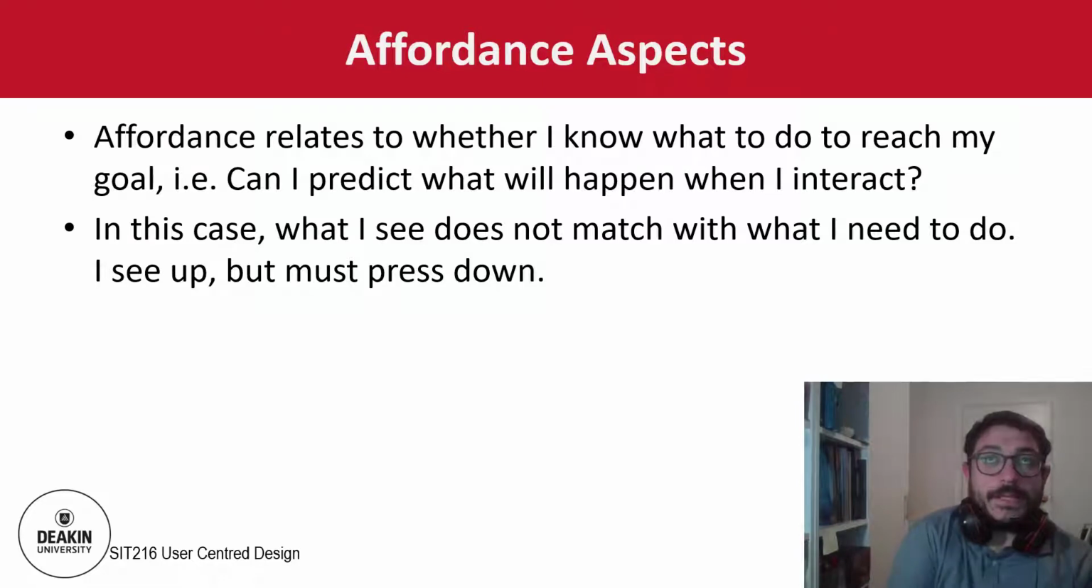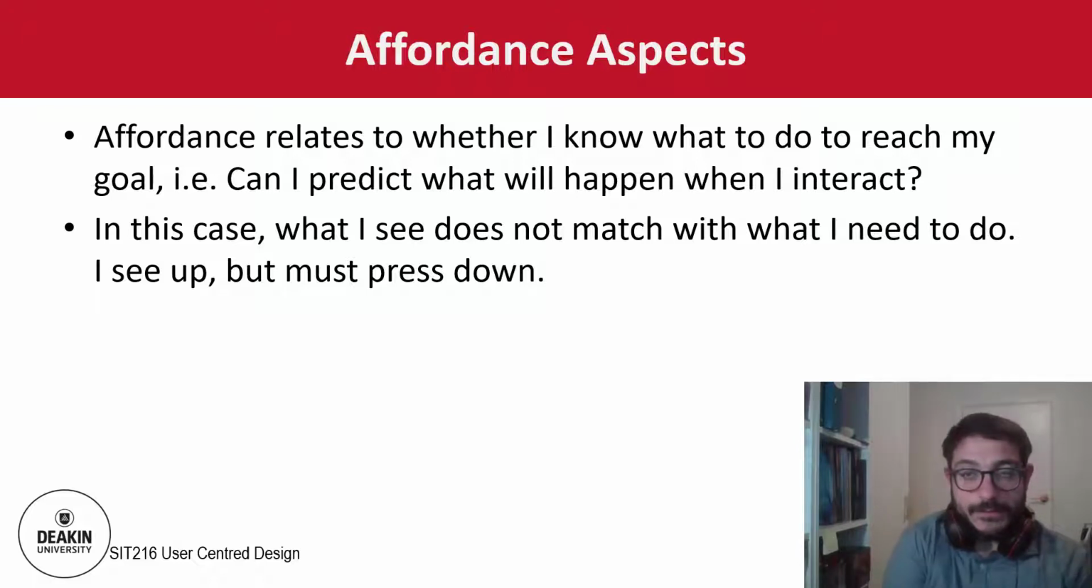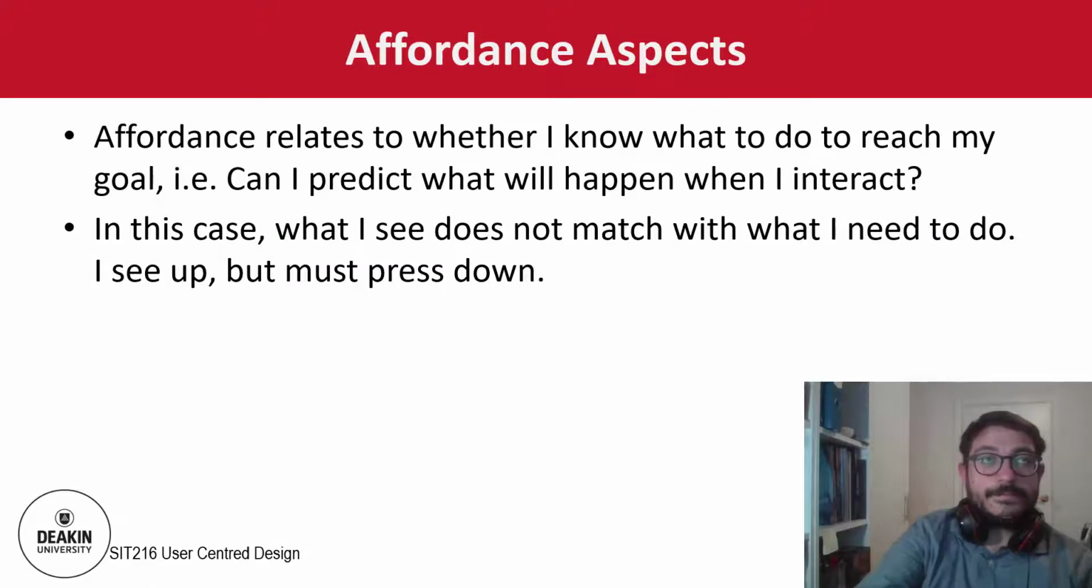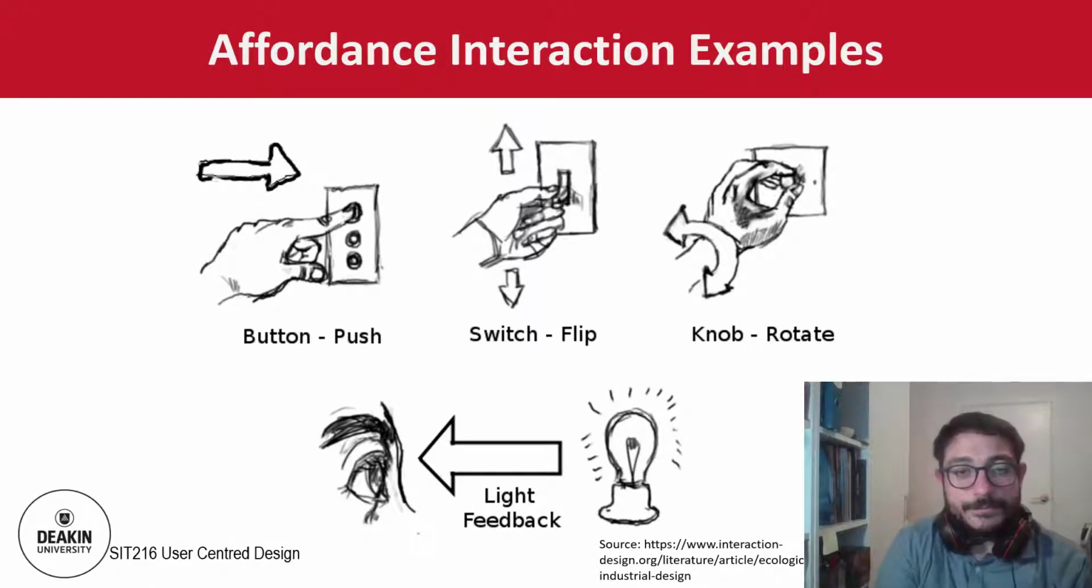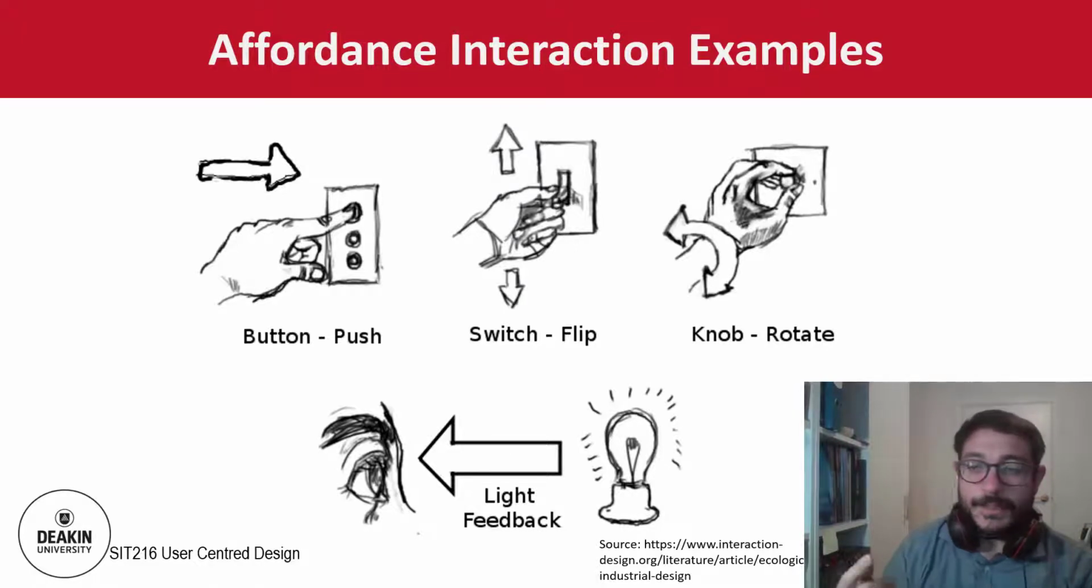So affordance relates to whether I know what to do to reach my goal. Can I predict what will happen when I interact? So this is a thing, and we'll see in the next picture. For example, there's a button. You know that the button requires you to push it to make something happen.